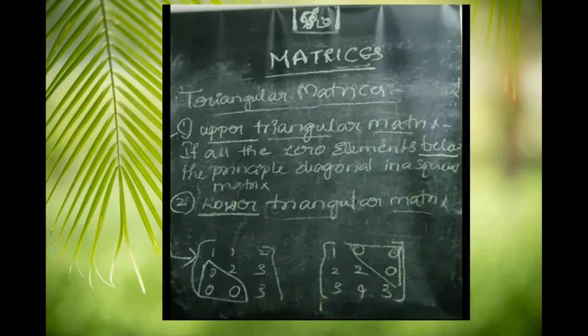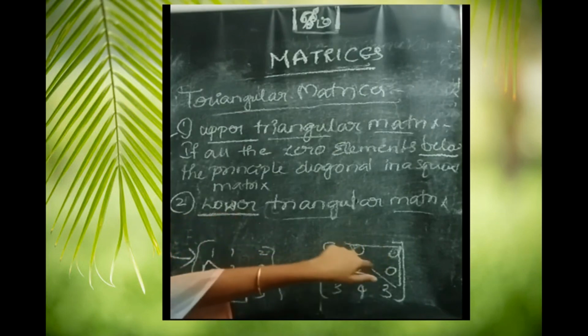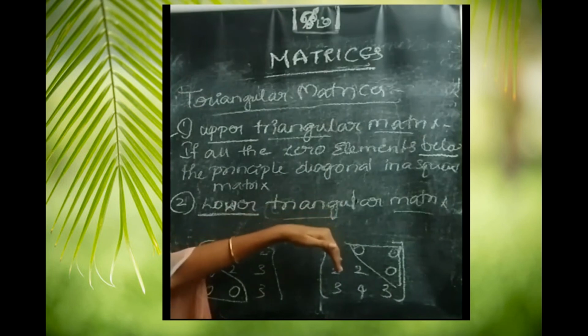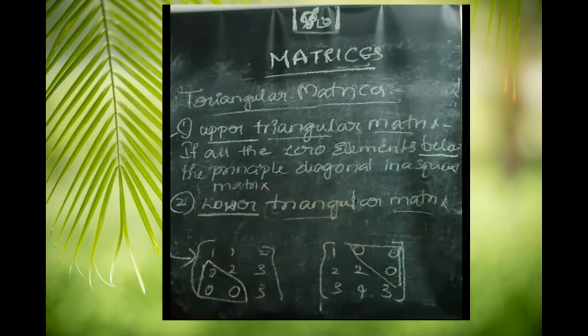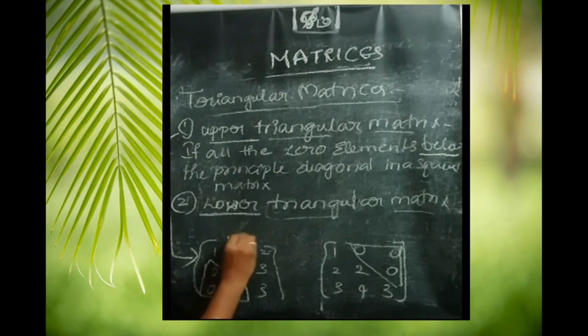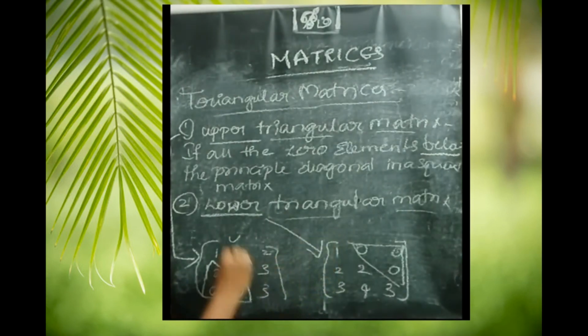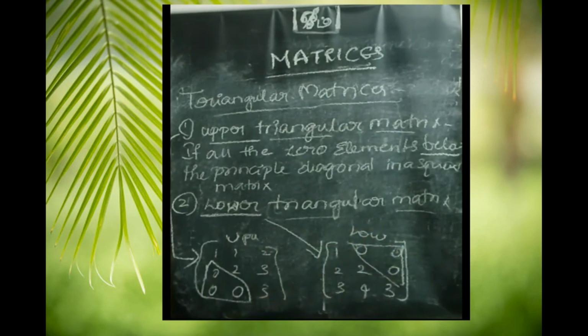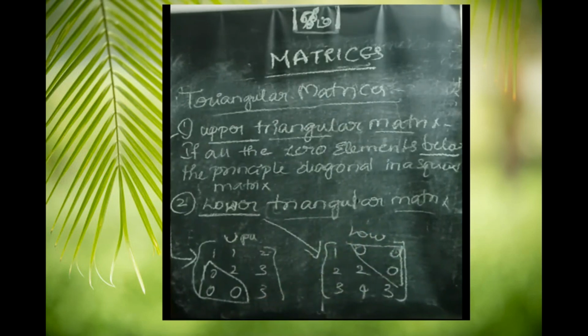Don't confuse now. Lower means here the elements above the diagonal should be 0. Okay. Upper triangular matrix means the elements below the principal diagonal should be 0. This is for lower and this is for upper. Okay. These are very simple definitions of these matrices.